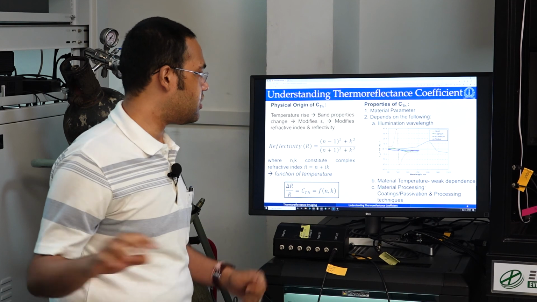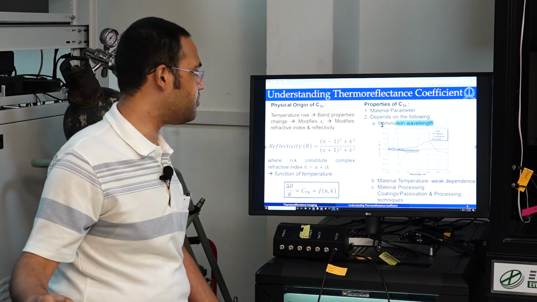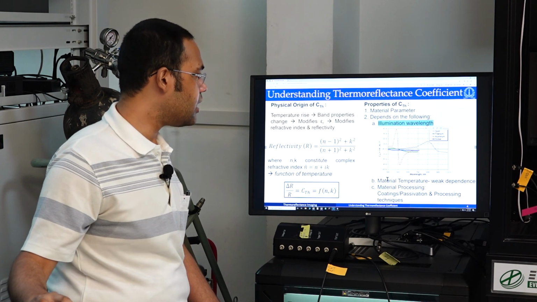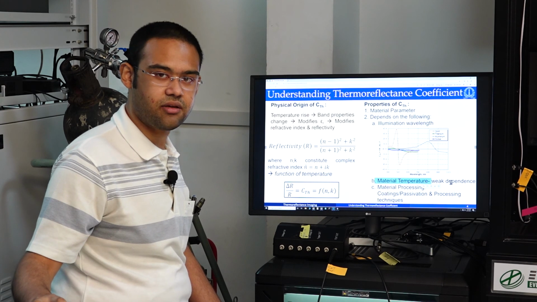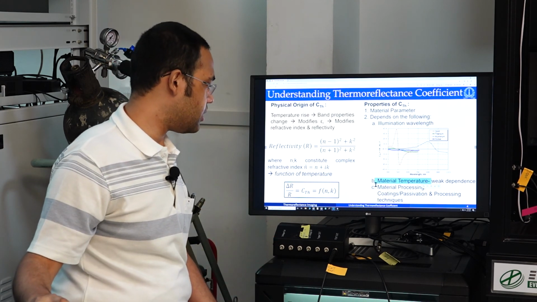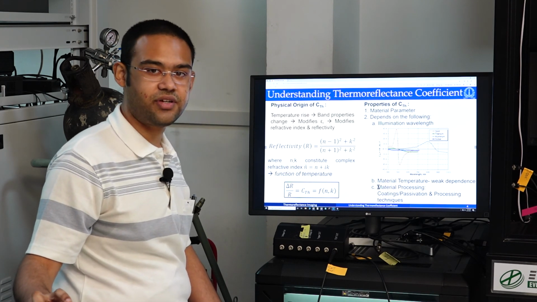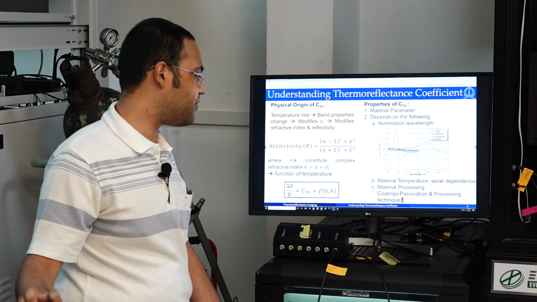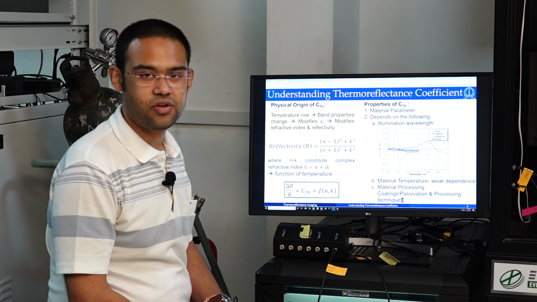It depends on the illumination wavelength. For a given material, it depends on the illumination wavelength. It depends on the temperature, although it is a weak dependence. In most cases, it is linear over a wide range of temperature, and it has a dependence on the material processing. Like if the surface is very rough, or the surface has globules, or if there is a special coating, that might affect your thermoreflectance coefficient value.